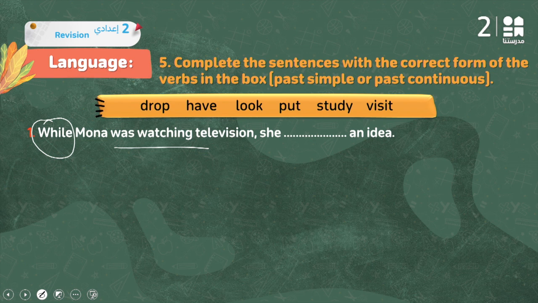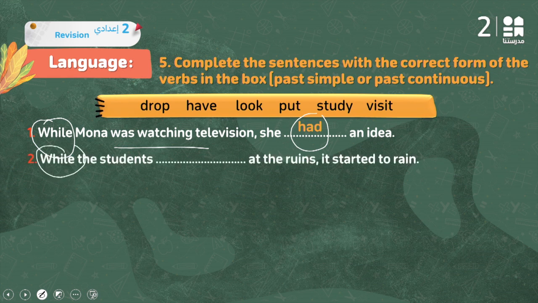And again, when I add a short action, I add it in the past simple tense. So let me just choose what's the suitable verb. Yes, she had an idea. And had here is the irregular form of the verb have. Okay? Number two. While the students space at the ruins, let me remind you the ruins are broken pieces of a building or something like that, it started to rain. So started here refers to long action or short action? Definitely, it refers to the short action.